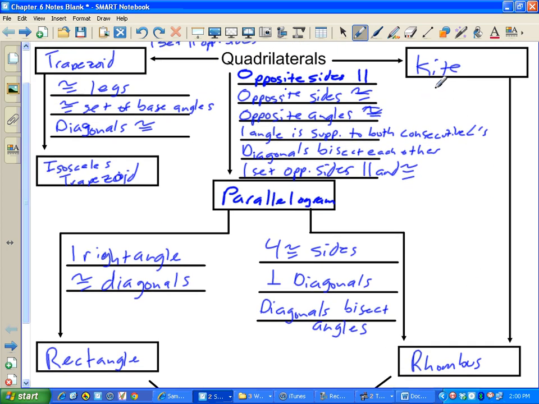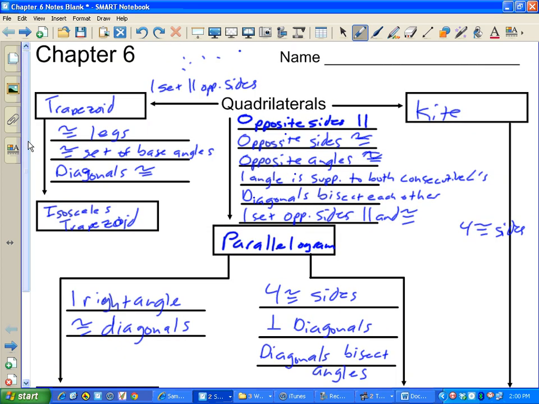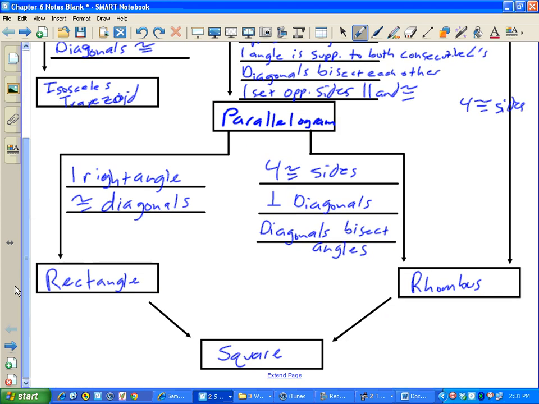Because if we find that we've got adjacent sides that are congruent, but then we later find out that we have all the sides that are congruent, okay, that's going to lead us down to rhombus. So 4 congruent sides. Okay, because the thing that takes us from quadrilateral to kite is 2 sets of adjacent sides are congruent. Okay, and if we find out later that all 4 sides are congruent, that takes us down to rhombus.